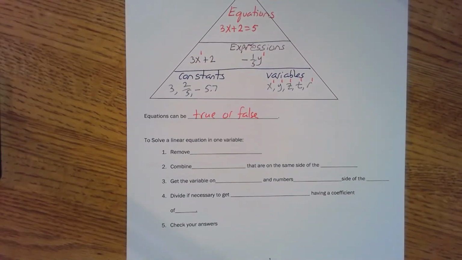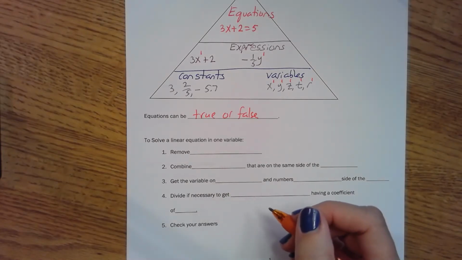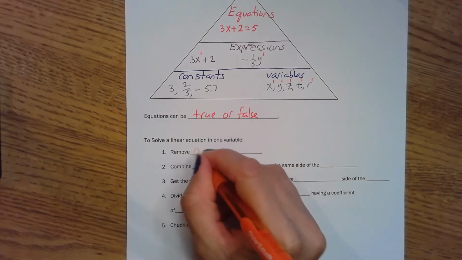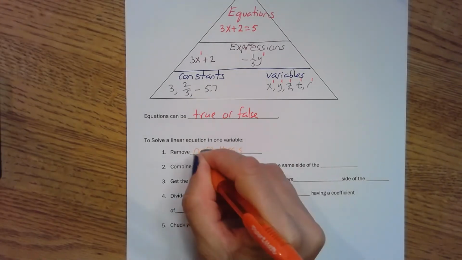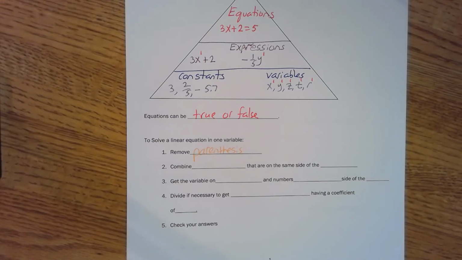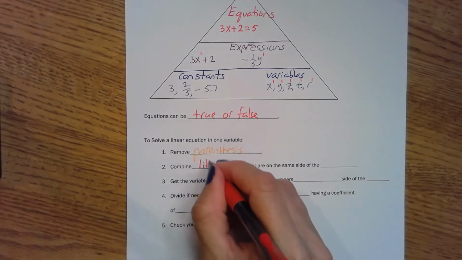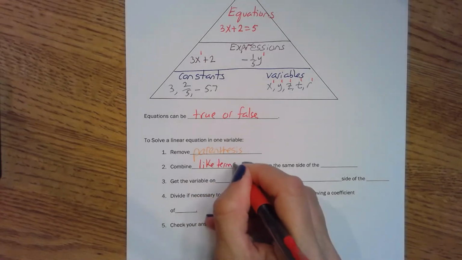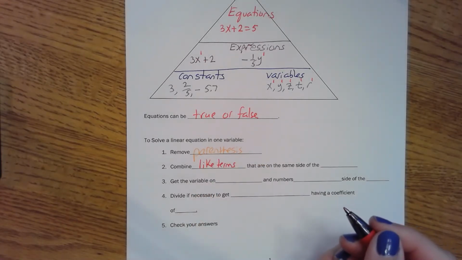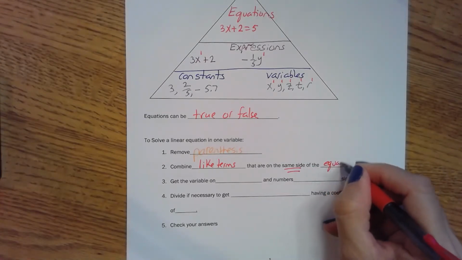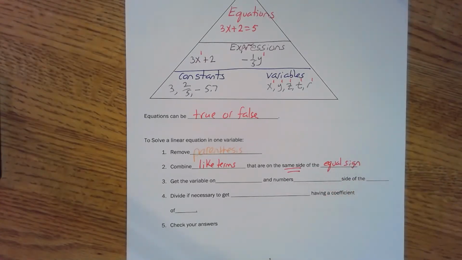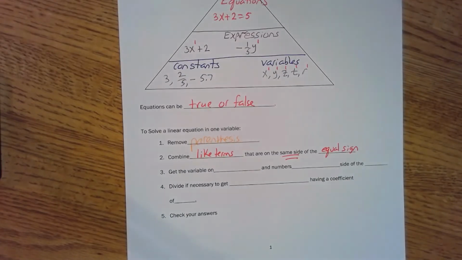But let's see. So to solve linear equations, the first thing we want to do is we want to remove parentheses. Now, how do we remove parentheses? Well, that happens by doing the distributive law. Then we're going to combine like terms. Like terms are going to be like having the same variable raised to the same power that are on the same side of the equal sign. We don't want to start taking things across yet. We want to go ahead and combine anything that we can combine.